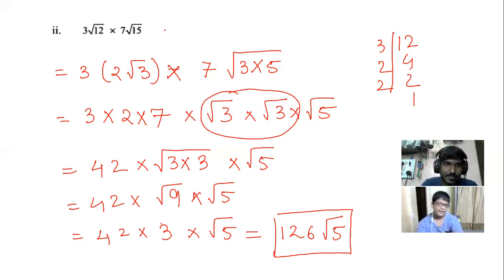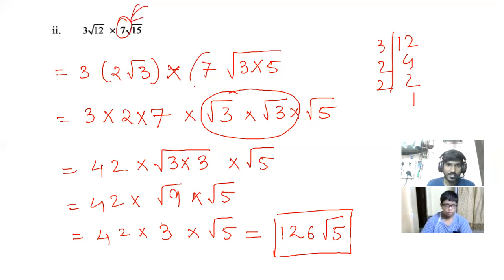In the second line, sir, 3 multiplied by 2 multiplied by 7. How are we getting that 7, sir? The 7 is from the question itself. Can you see this? That is why I wrote all the numbers together and then the roots together. Okay.